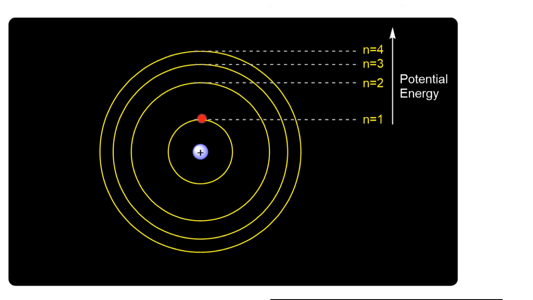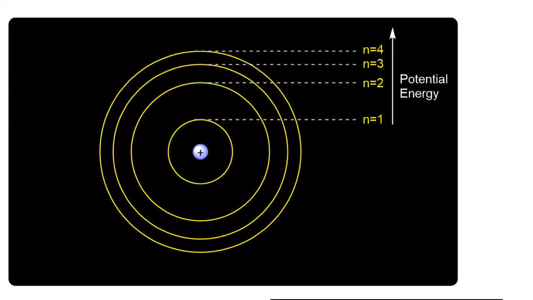Now, as we increase this letter n, so n is equal to 1, 2, 3, 4, we are increasing the potential energy of that electron. It's farther away from the nucleus and has a higher potential energy. So the higher this n number goes, this is called the principal quantum number, n. The higher that principal quantum number, the higher the energy level.